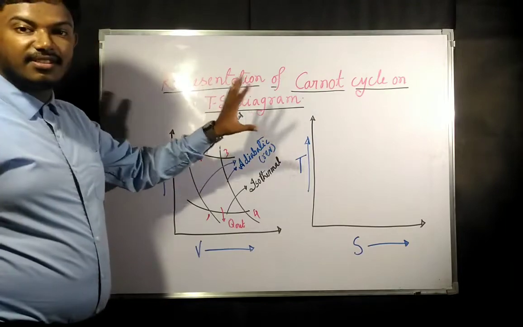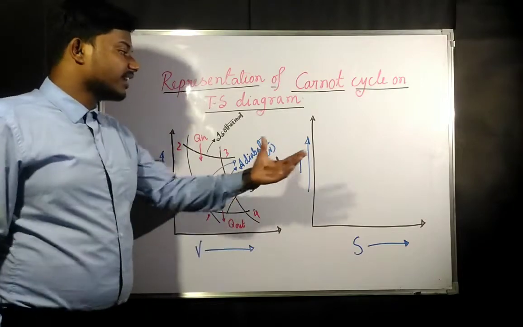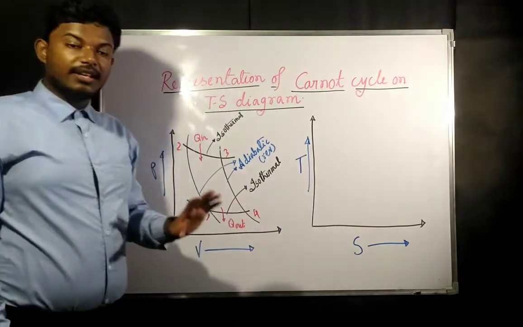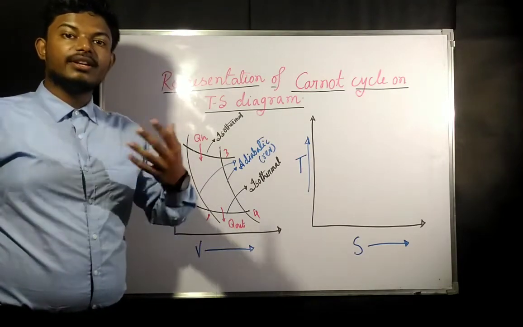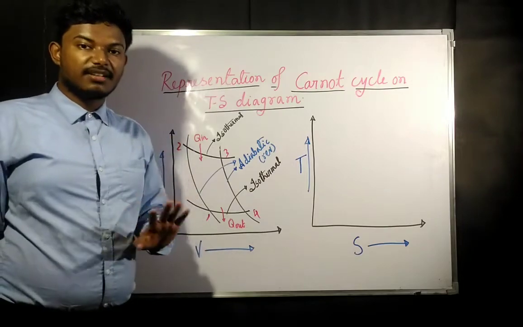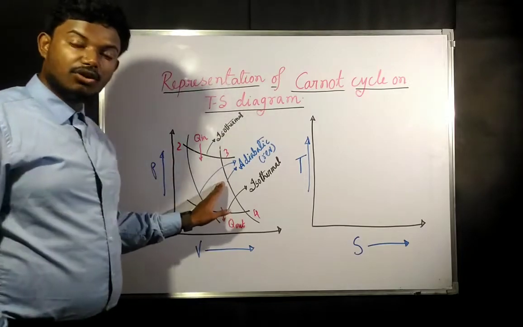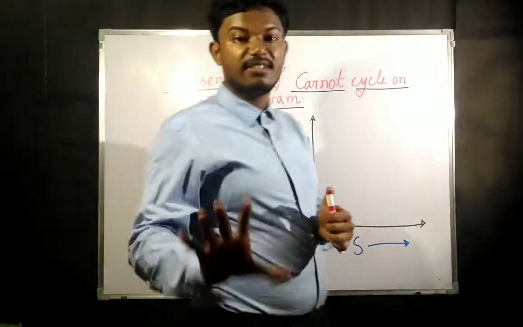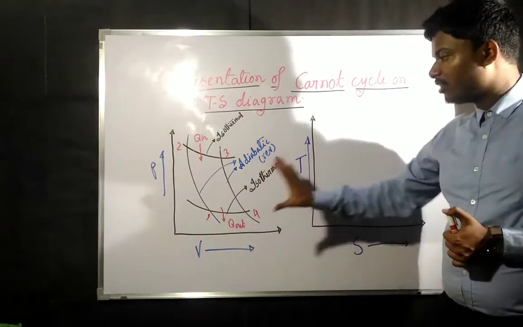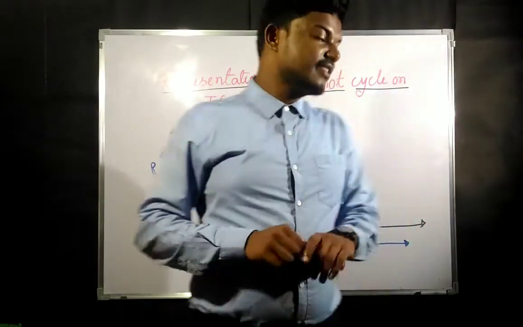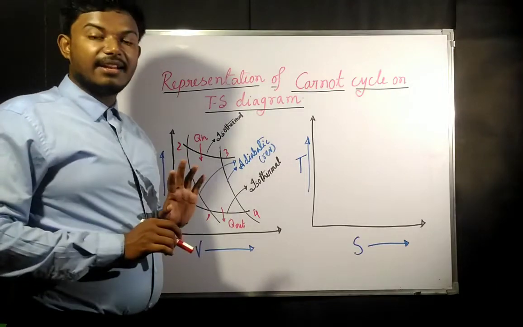Now since we have recently learned about the temperature entropy diagram, we need to represent this Carnot cycle in TS diagram. Okay, not only Carnot cycle, whatever cycles we are going to read in this chapter in the next few lectures, we need to learn how to represent any cycle which is given in PV diagram in a TS diagram, or temperature entropy diagram. So here 1 to 2 is going to be a reversible adiabatic.